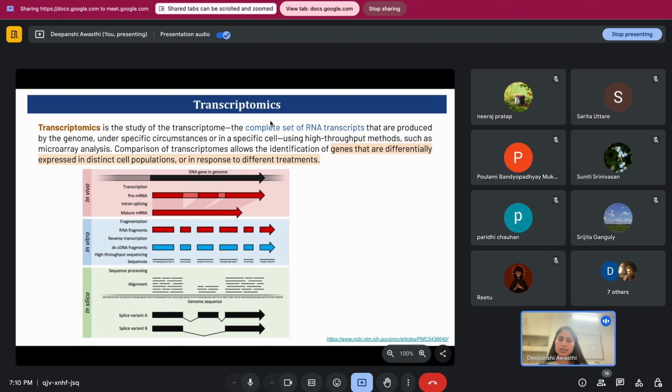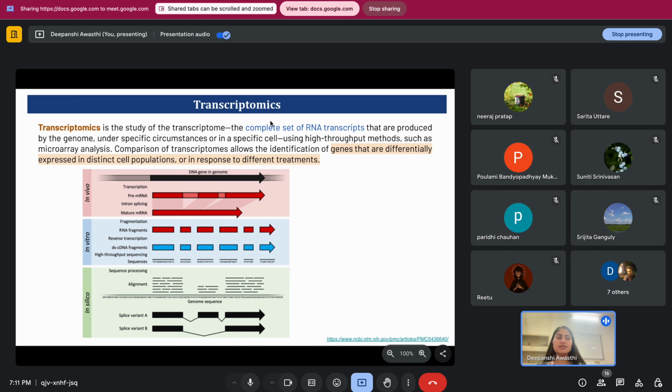Because I've told you that a single gene can give rise to multiple transcripts which can synthesize multiple proteins. So there are certain transcripts which are exhibited in certain states. For example, there could be a certain transcript which is only observed in the cancer state and not in the normal state. So if you know which transcript is expressed in the cancer state, you could target that particular transcript and design some drug against it.